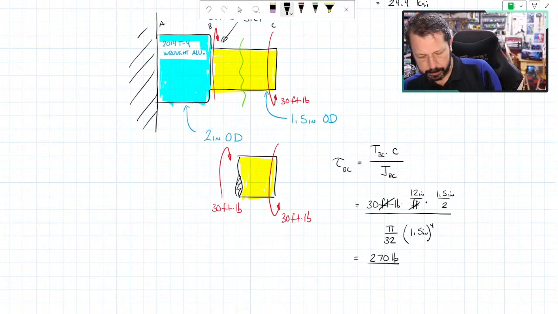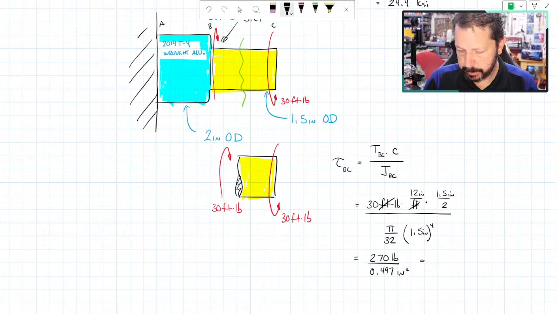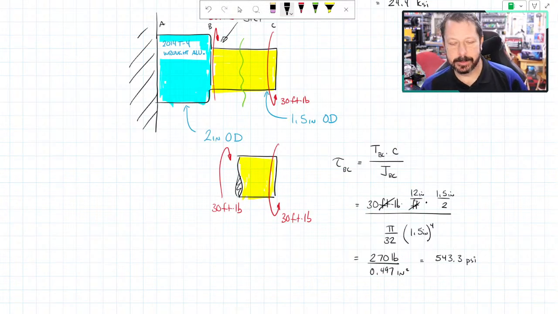The denominator is pi over 32 times 1.5 to the fourth, which is 0.497 inches squared. So hardly anything. Then 270 divided by 0.497 gives 543.3 psi. So hardly any stress.